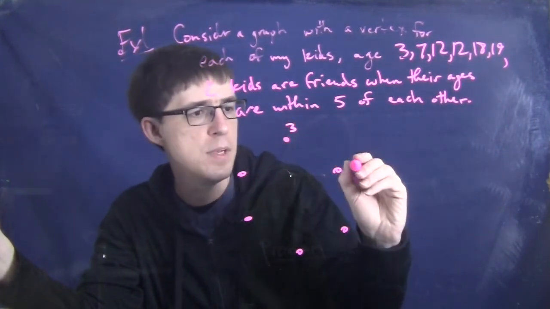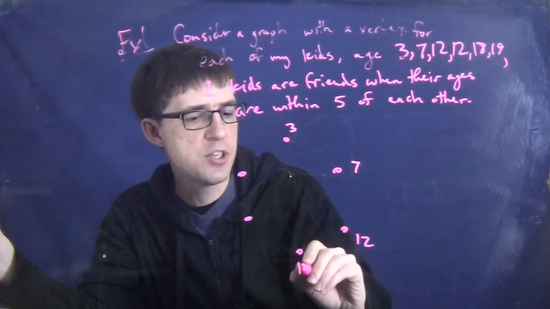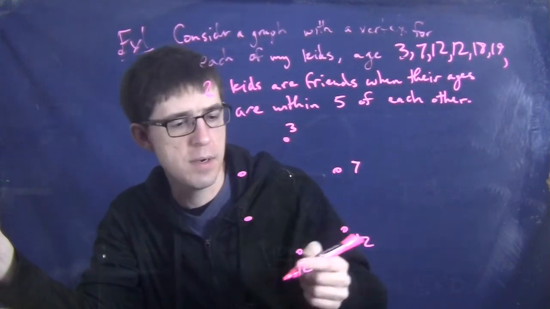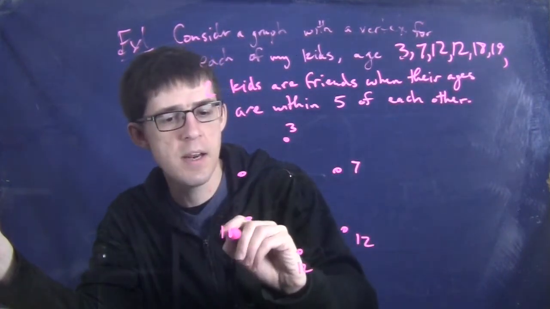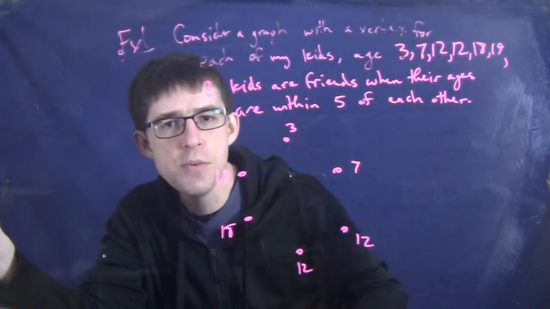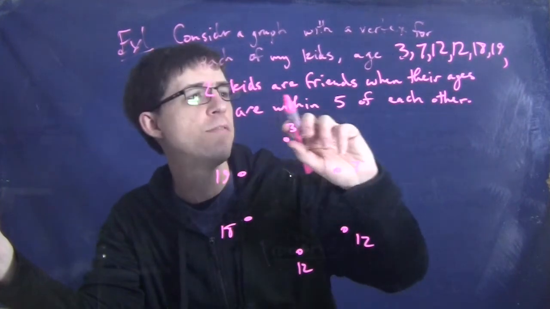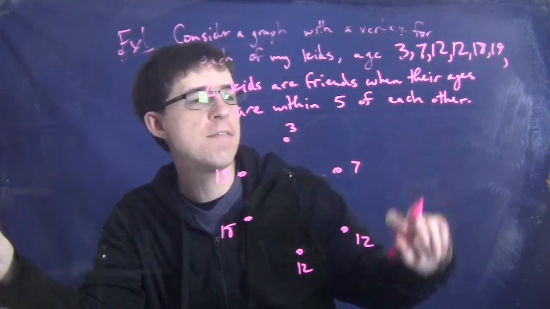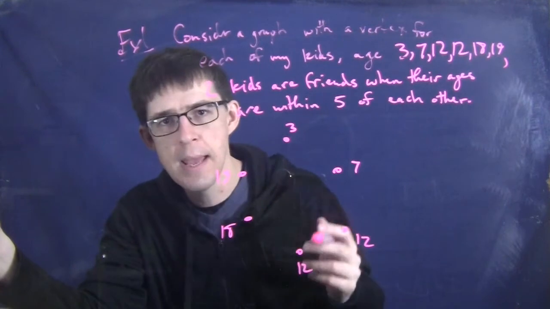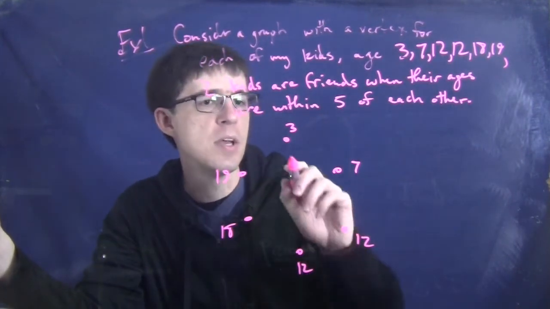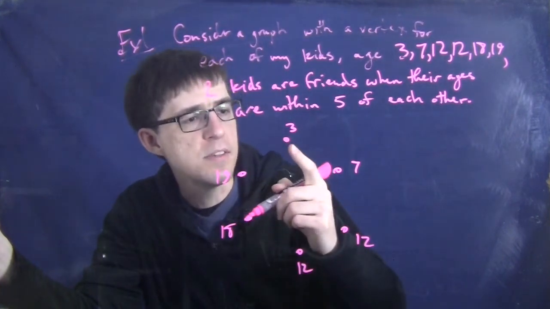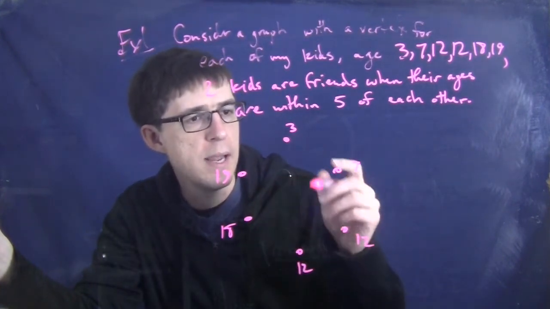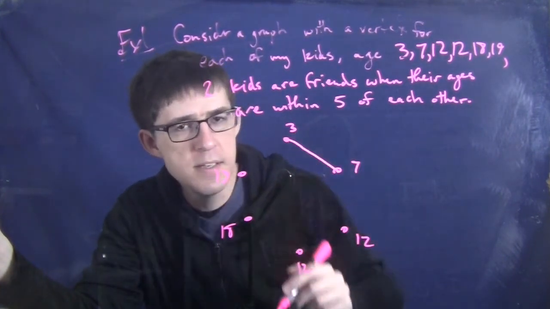So I'm going to put 3, 7. Now there are 2 age 12s, but you know, that's all right. They're going to be kind of indistinguishable in the graph. 18 and a 19, right? And now, where do the edges go? I said 2 kids are friends when their ages are within 5 of each other. So you just have to look through this and ask yourself, where should I put edges? For the 3, are there any edges connecting the 3 to anybody? Yes, the 3 has an edge with the 7 because their ages are within 5 of each other. So there is an edge here.